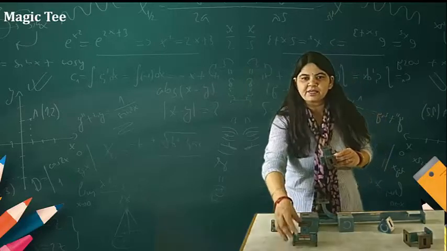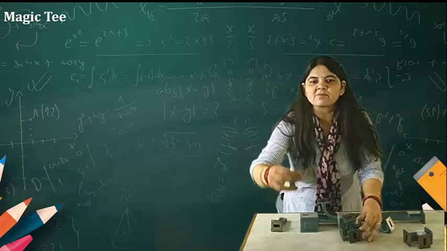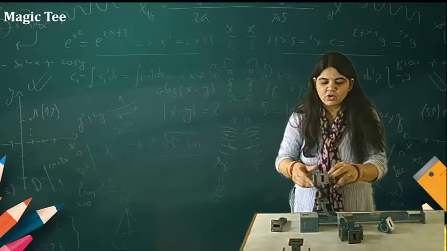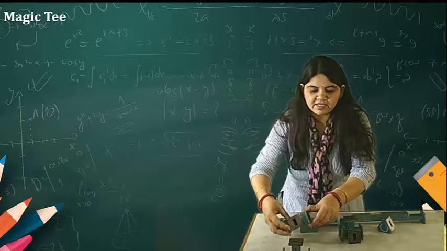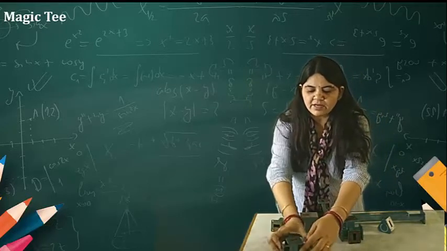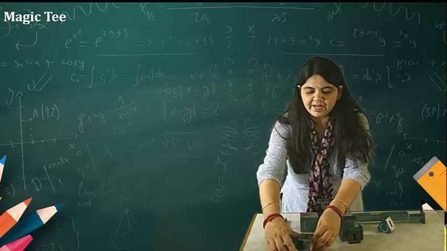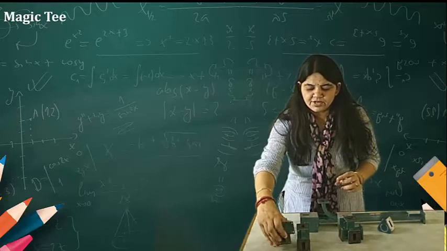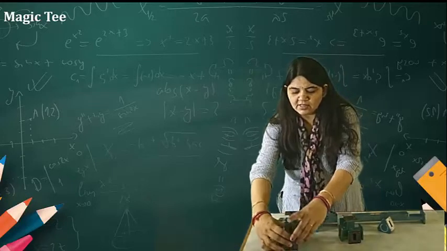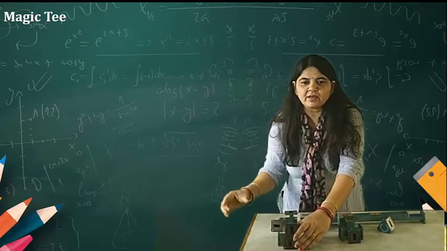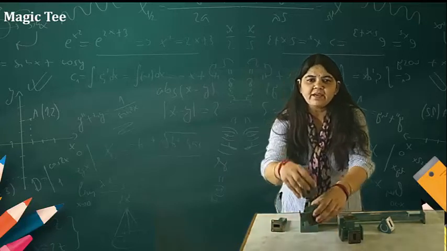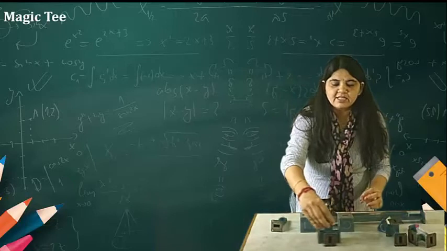Now here you can see that this is my H plane T over here. Again, you can see that this is the E plane T. So you can see over here that by the use of these two components, we have the E plane T and H plane T combination. So what is this?